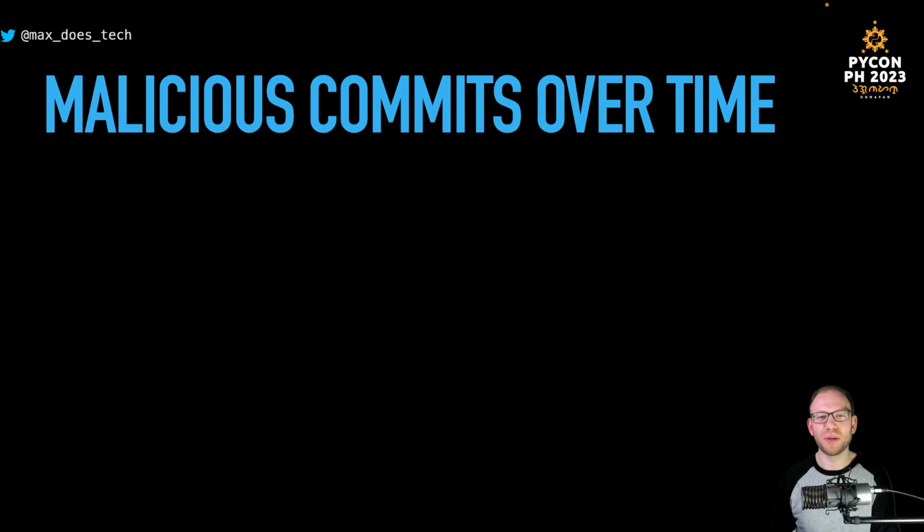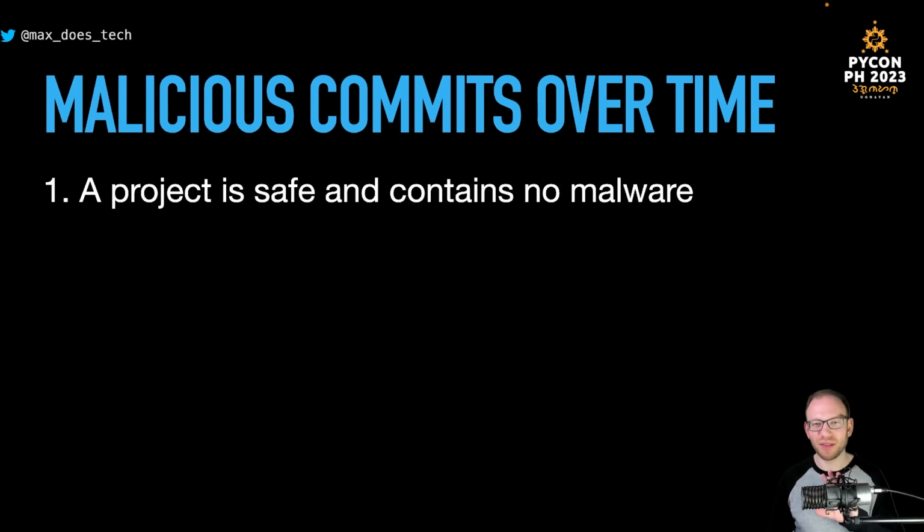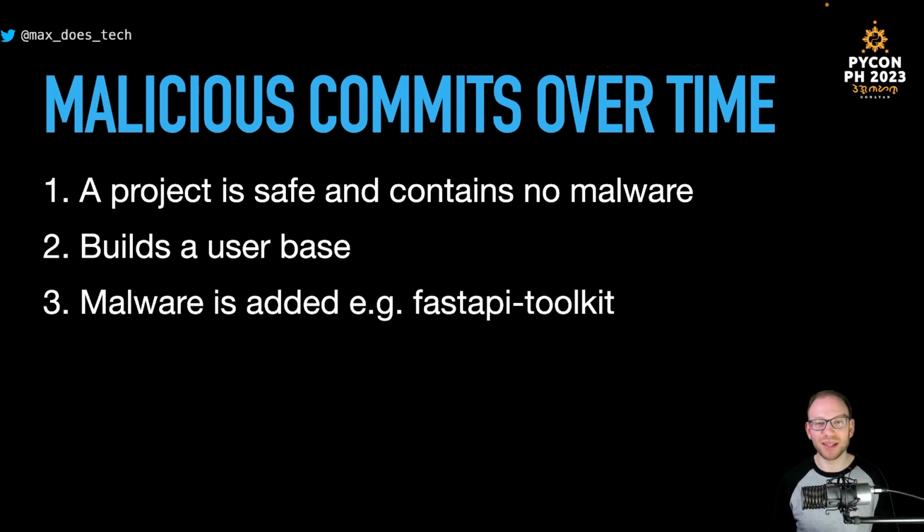There's also a situation where you have malicious commits added over time. So this can kind of work in one of two ways. I'll show you those. In way one, first of all, a project is safe and there is no malware, but then it builds a user base. And finally, malware is actually added. I'll give you a real example of this, and that's a package called fastapi-toolkit.